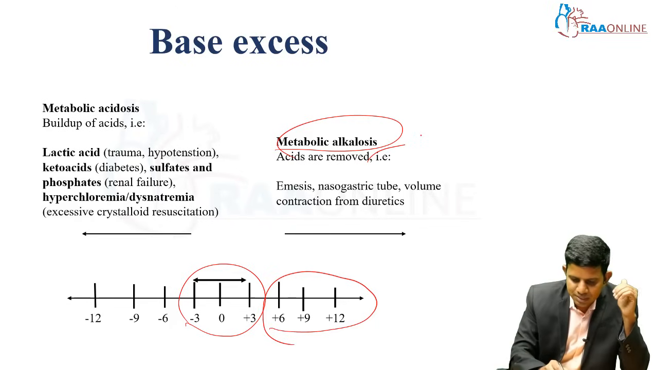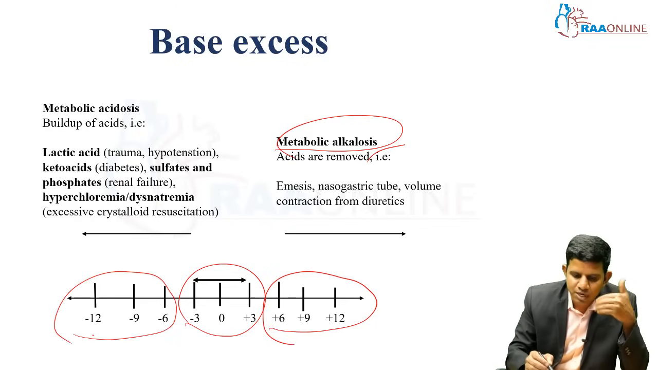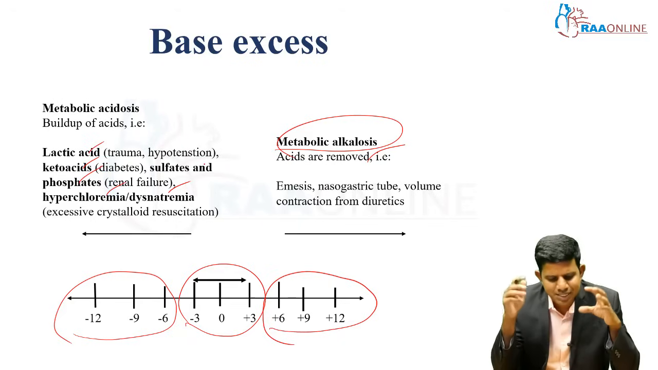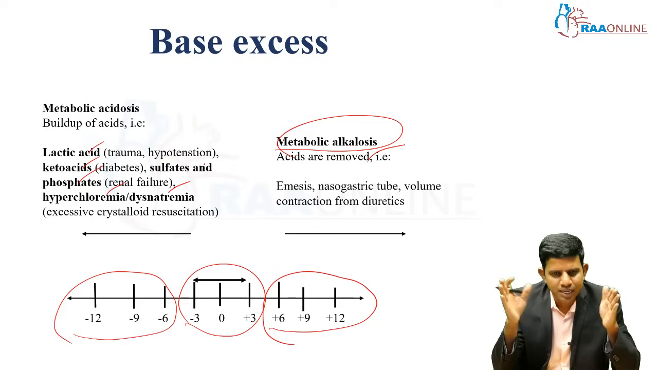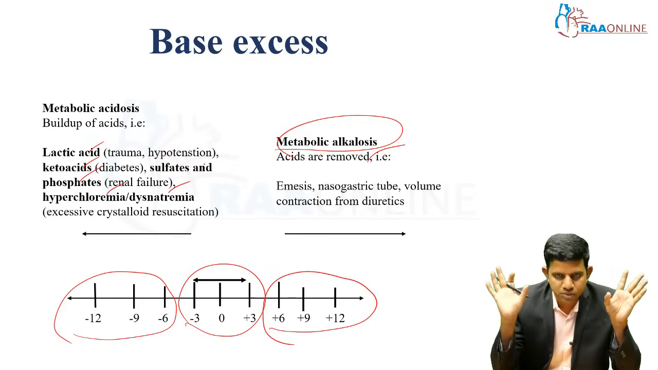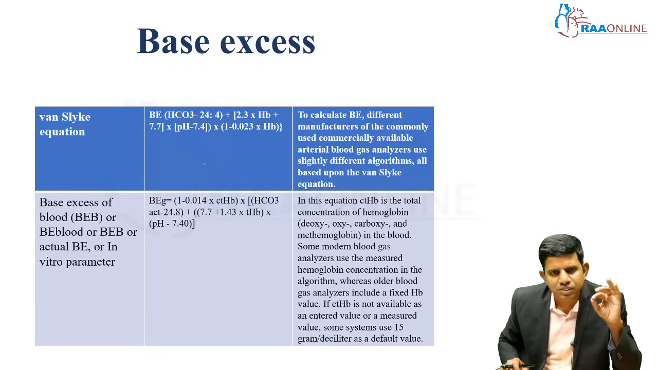If the base excess is negative, it means that acid is added to the body and builds up in the body: lactic acidosis, ketoacidosis, phosphoric acid, renal failure, and hypochloremic dysentery. All these conditions, what will happen? The base excess will be more negative. More positive means it is a metabolic alkalosis, more negative means it is a metabolic acidosis. So, this has some problem with that.